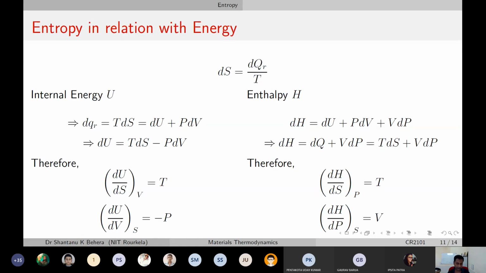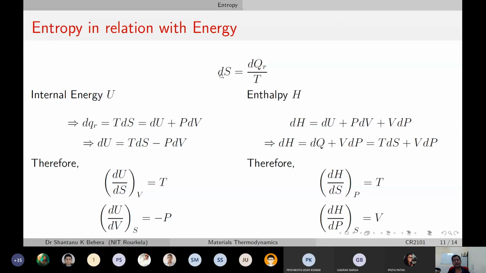Likewise, you can put various relationships with different forms of energies, and here we'll talk about how it is related to internal energy and how it is related to enthalpy. Those are the two most common energy forms that we have.